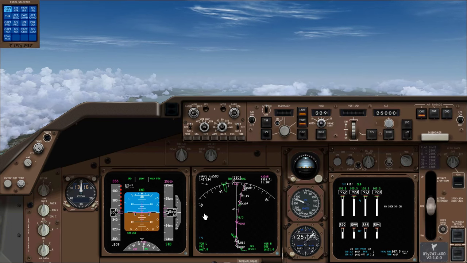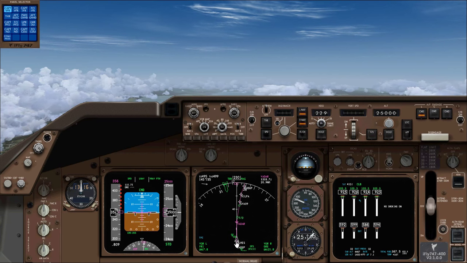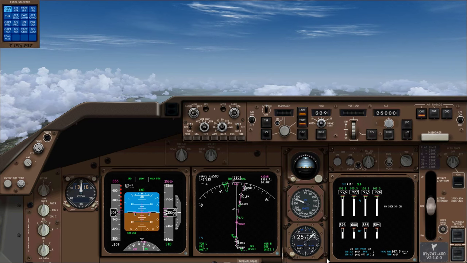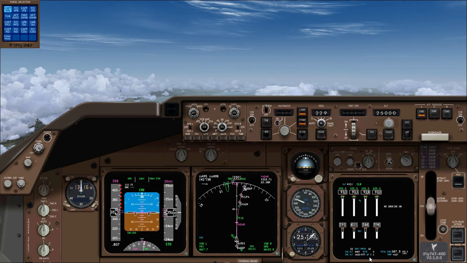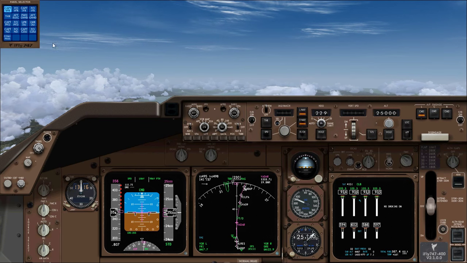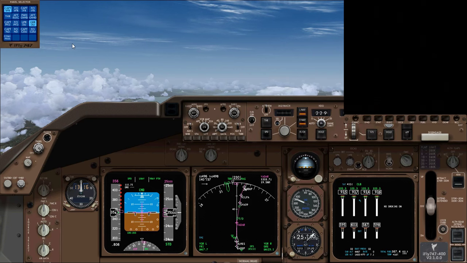Okay, we are now in cruise mode. As you can see, flight level 250, 356 knots, just past the top of climb a few seconds ago. Cabin altitude set, rate is zero, and keeping at 4467.